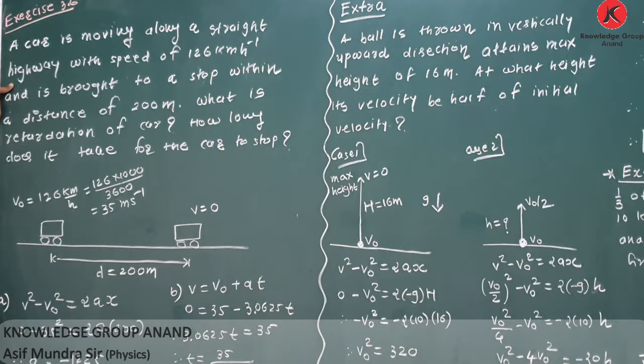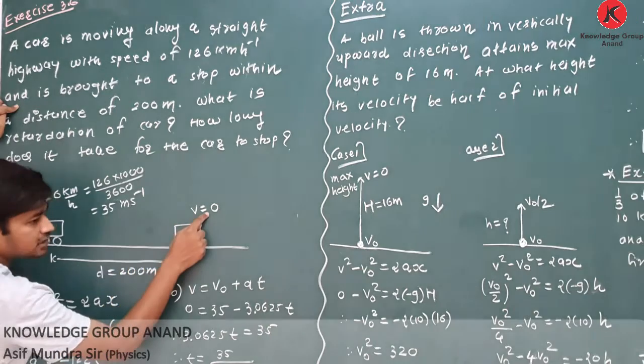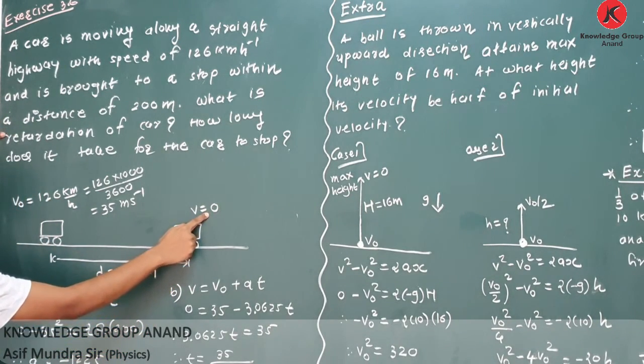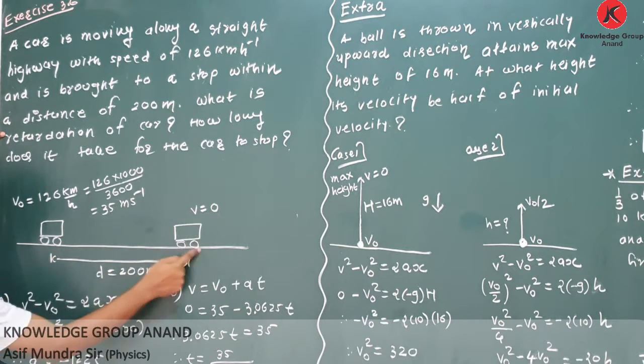Now, the car is brought to a stop. A stop means the final velocity will become 0. Within a distance of 200 meters means the distance between these two points is 200 meters. What is the retardation of the car? First question.